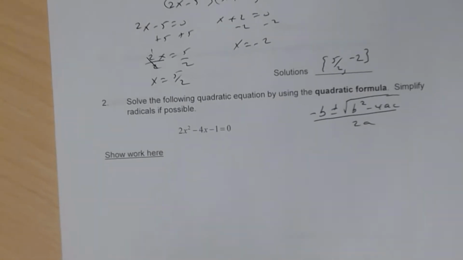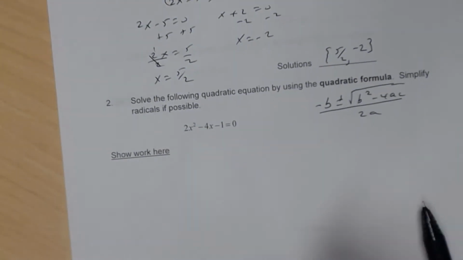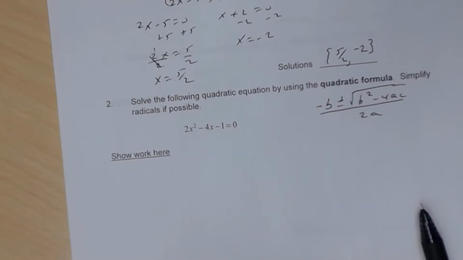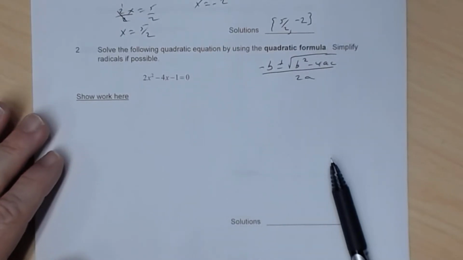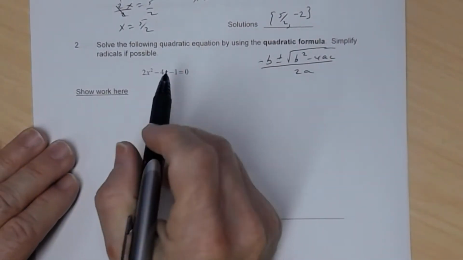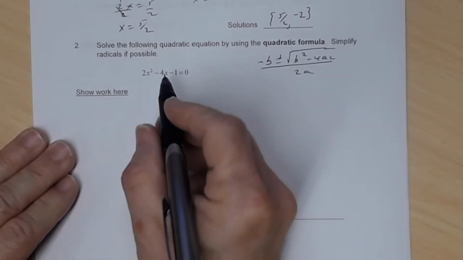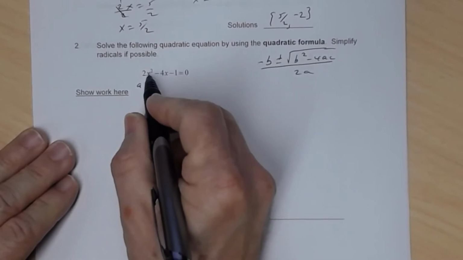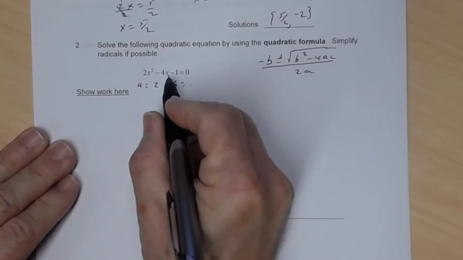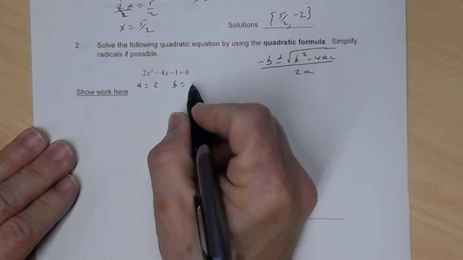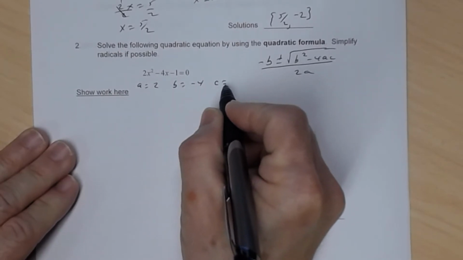And so it does help if you list A, B, and C. Now again, this must be in standard form, and it is. So A is the coefficient of x squared, which is 2. B is the coefficient of x, which is negative 4. And then C is your constant, which is negative 1.